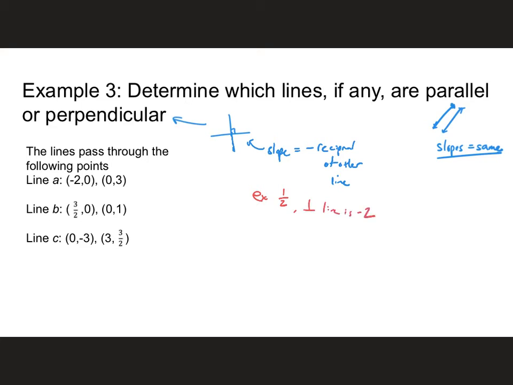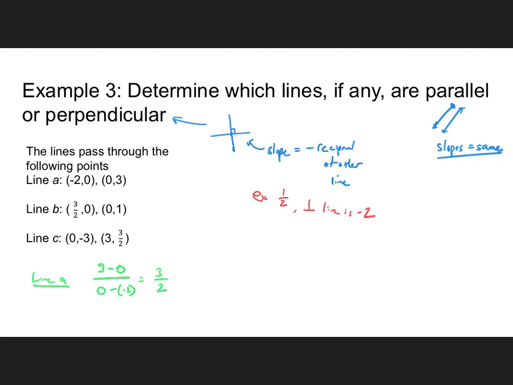Okay, so when we're looking to figure out whether two lines created through these points are parallel or perpendicular, we need to find the slope. So this is essentially like taking 3 problems and finding the slope of each of them. So for line A, let's do the work down here. Line A, we're going to do 3 minus 0 over 0 minus -2. Let's see here, that gives me 3/2.